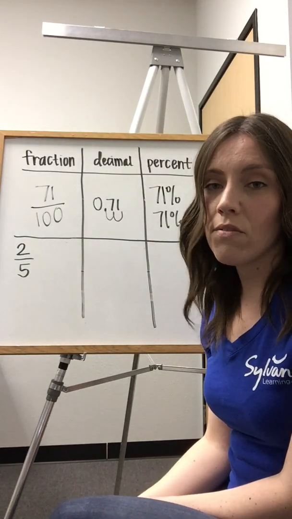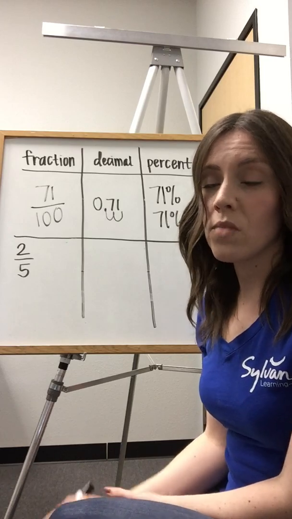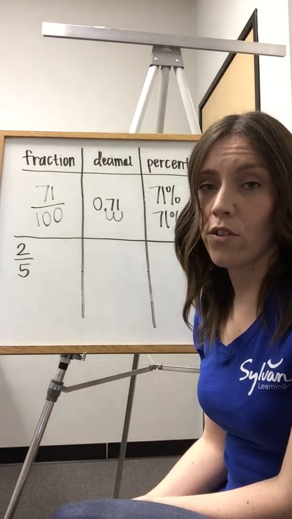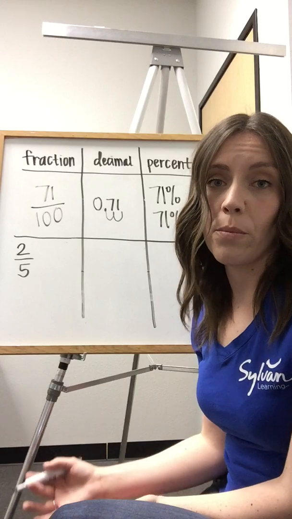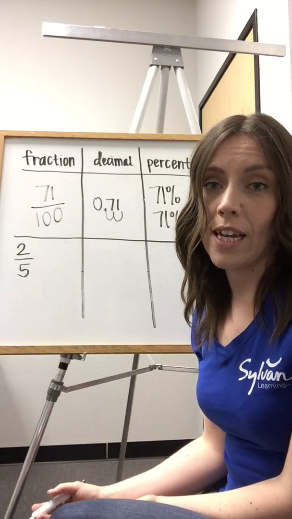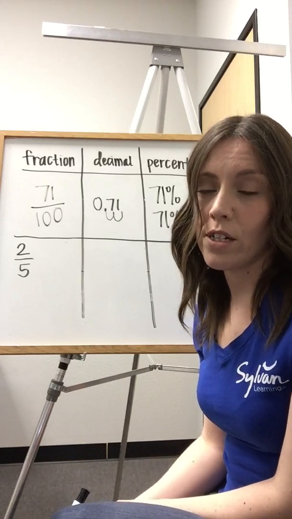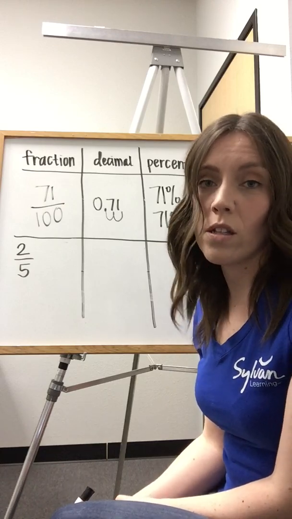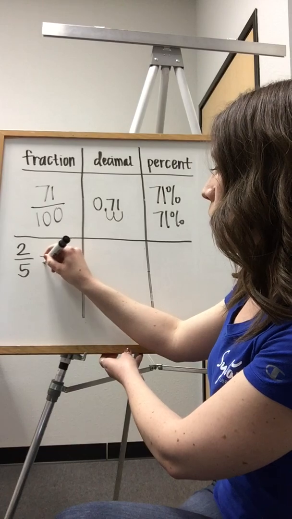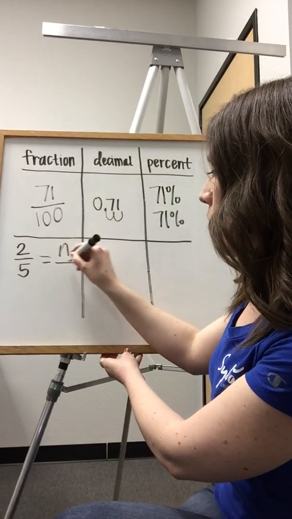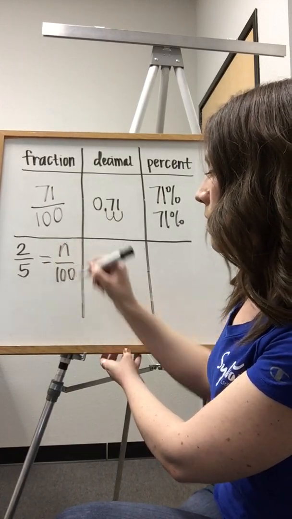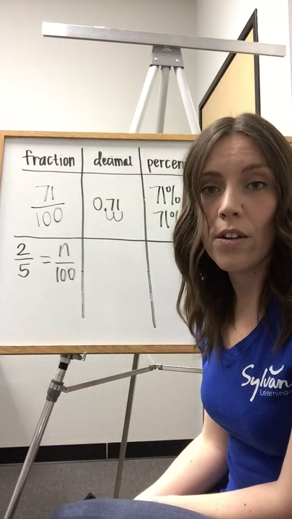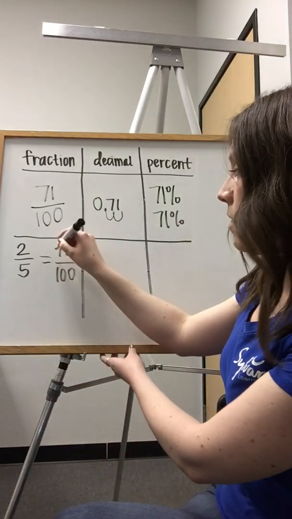Now, how are things different if we start off with a fraction that doesn't have a denominator of 100? We want to approach it the same way by rewriting it with a denominator of 100, which we can do by creating an equivalent ratio. So I'll set 2/5 equal to a number over 100. Now, in order to solve for that unknown, we'll cross multiply.